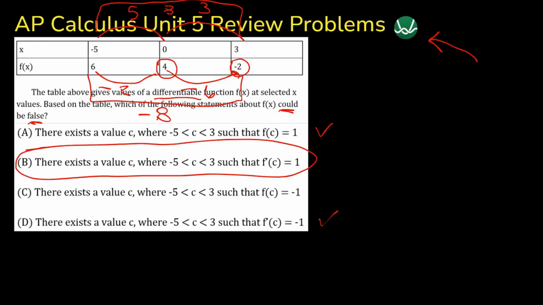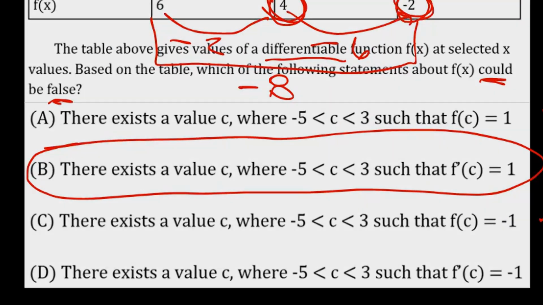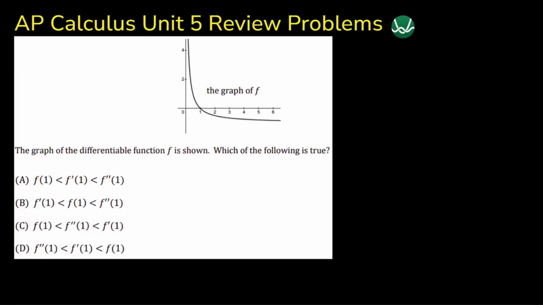In part C, we didn't check that. There exists a value c where c is between -5 and 3, such that f of c equals -1. Again, intermediate value theorem, since the y values go from 4 to -2, they have to pass through -1. So choice B here. Here's another question from a calculator allowed portion where the calculator is not necessary.